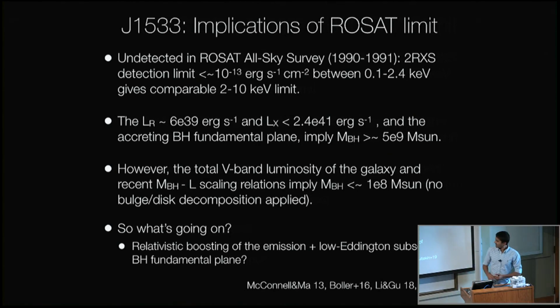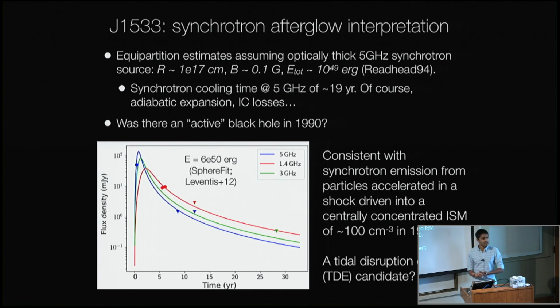And so what's going on? We're a bit confused. One possible explanation is that the black hole fundamental plane is uncertain, and if you take a subsample of low accretion rate sources, you might end up with a slightly different normalization, add in some relativistic boosting if there was a jet pointed at us, and it might get you consistent. But the other interpretation that we're investigating is whether this thing was in fact not a jet, but again, an expanding synchrotron source.